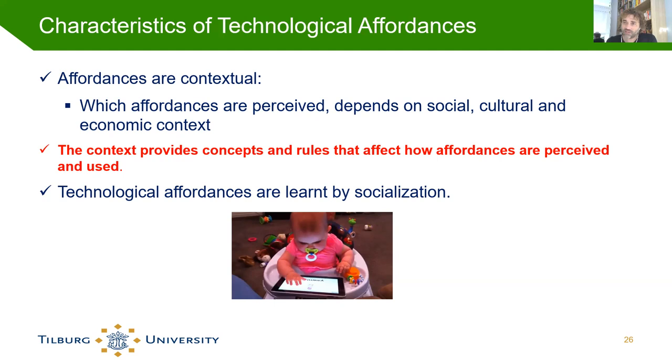And that also really ties in with adaptive structuration. So what we think we can use certain social media for really depends on the social, cultural, and economic context. And this also really depends on the organization that a certain social media is used in. So the context provides concepts and rules that affect how affordances are perceived and used.